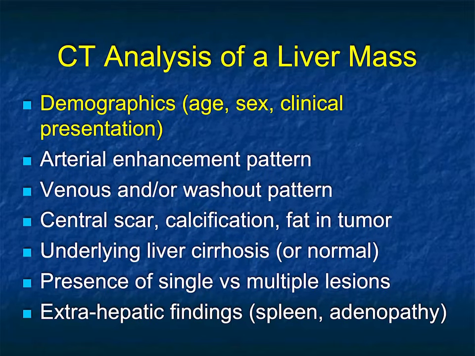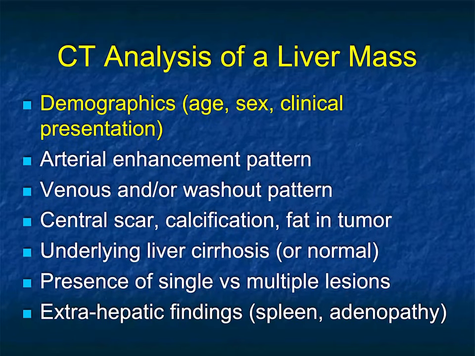What are we going to look at? Is the lesion vascular on arterial phase or not? Does the lesion enhance on venous phase? Does it change between arterial and venous phases? Is there a central scar? Is there calcification? Is there fat in the tumor? Is the liver normal parenchyma, or is it cirrhosis? If you have a mass in a cirrhotic liver, you're always going to think about ruling out a hepatoma first. Is the lesion single or multiple? Most FNHs are going to be single, but they can be multiple. Hemangiomas are usually single but can be multiple.